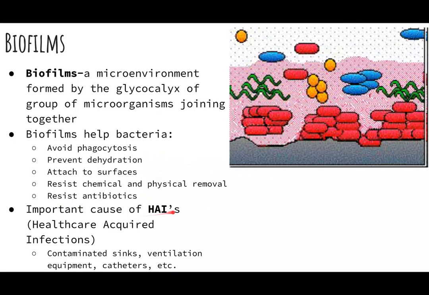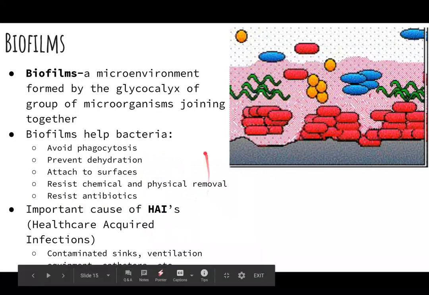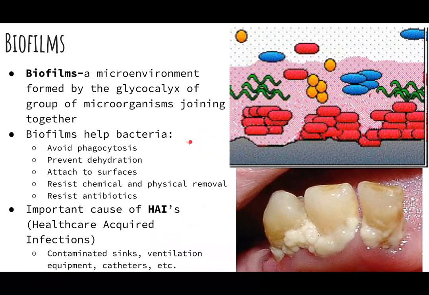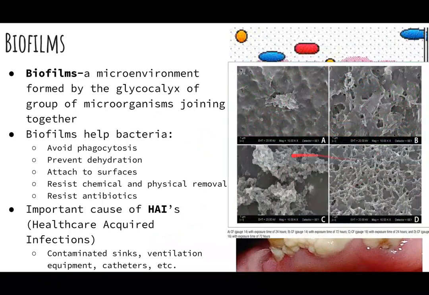And this is often a source of these HAIs, healthcare acquired infections. Okay, so plaque, that's an example of a biofilm. And here you can see a biofilm forming on a catheter relatively shortly after insertion.